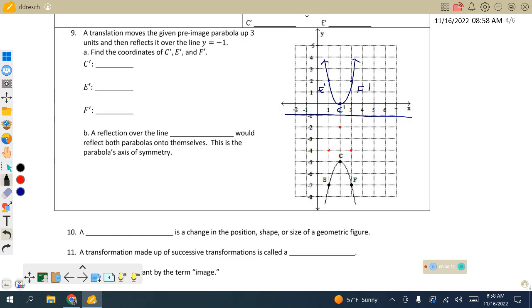A reflection over the line blank would reflect both parabolas onto themselves. This is the parabola's axis of symmetry. We're going to talk about that more second semester, the axis of symmetry, in the algebra part of things. So when it asks what line reflects it onto itself, where's that sweet spot in the middle? Right here, and it does it for both parabolas, doesn't it? This one down here reflects onto itself by this vertical line of reflection, located at x equals 2.